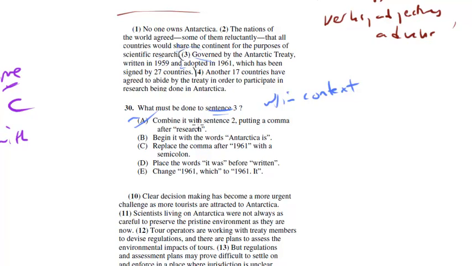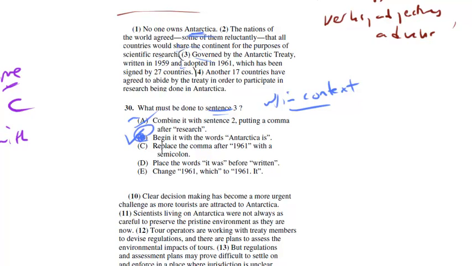B, begin it with words Antarctica is. Let's say Antarctica is governed by the Antarctic Treaty, written in 1959, adopted, which has been, yes, that looks good, right? That is going to fix it. Keep it in context, right? Antarctica is going to be what we're talking about. So in context, that's probably the best choice, and that's going to be the answer here. The answer here is B.